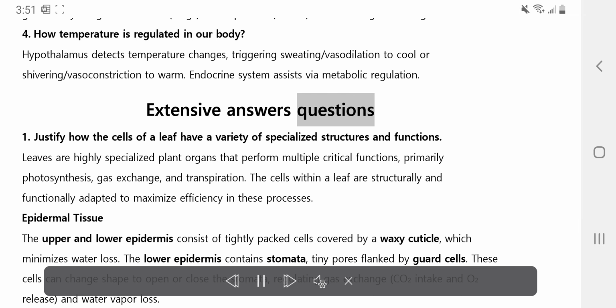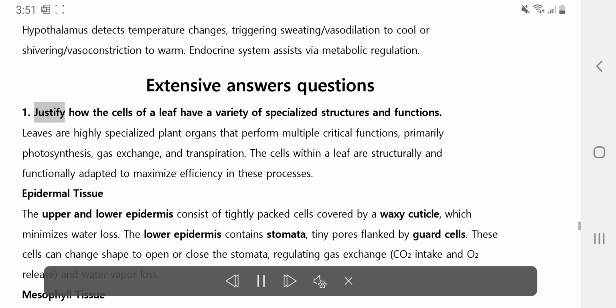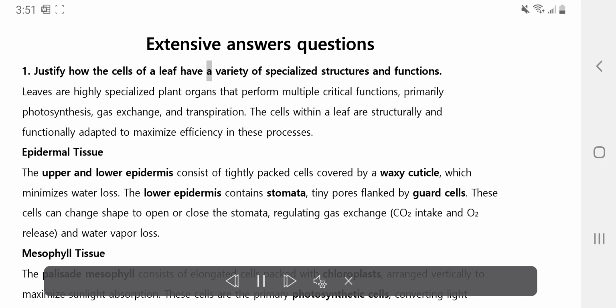Extensive answer questions. 1. Justify how the cells of a leaf have a variety of specialized structures and functions. Leaves are highly specialized plant organs that perform multiple critical functions, primarily photosynthesis, gas exchange, and transpiration. The cells within a leaf are structurally and functionally adapted to maximize efficiency in these processes.